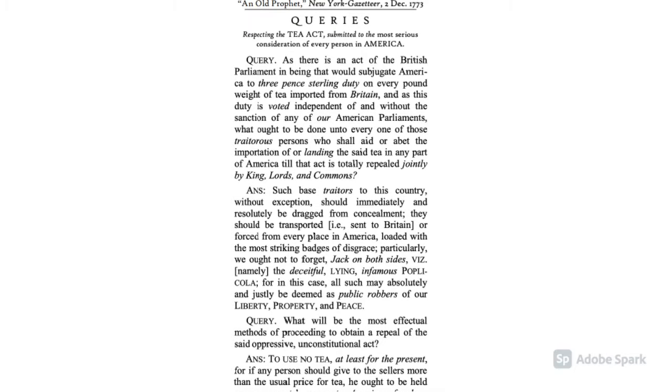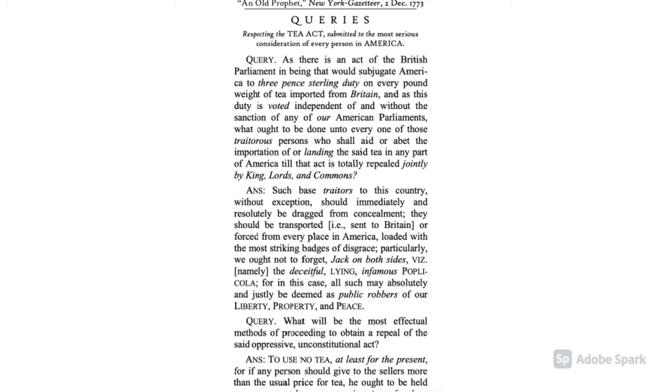And this is in response to a pro-British stance on the Tea Act. And as much as it explains how there was taxation without representation, it also offers the solution of using no tea, at least for the present, and that anyone who does is seen as a mortal enemy to American freedom. So again, here we can really see that patriotism starting to take place and forming the opinions of anti-British sentiment.